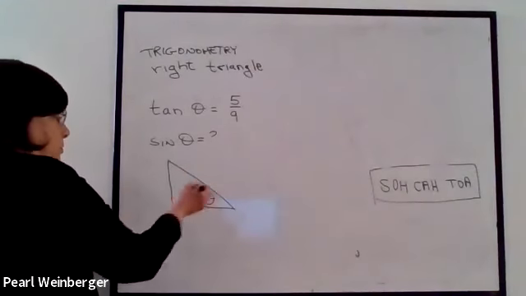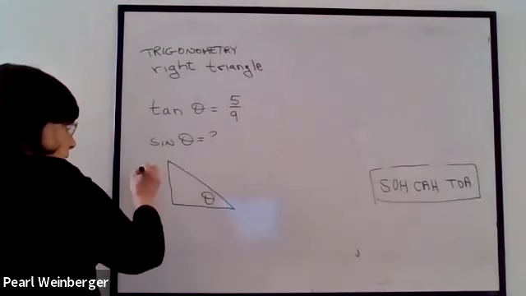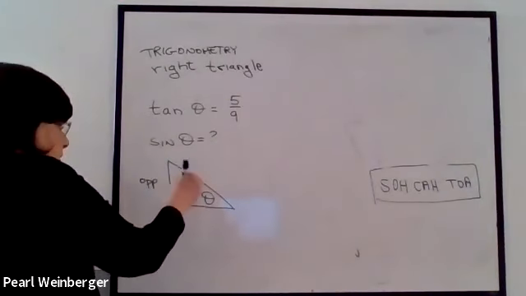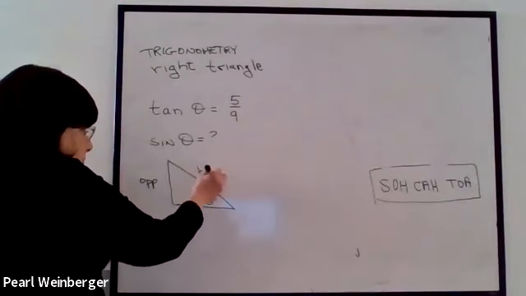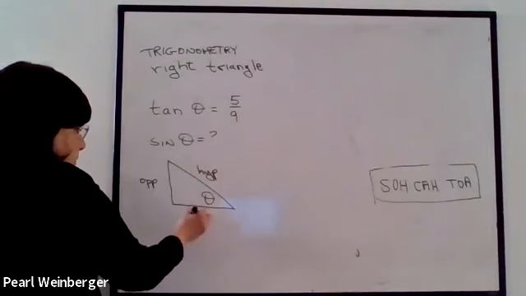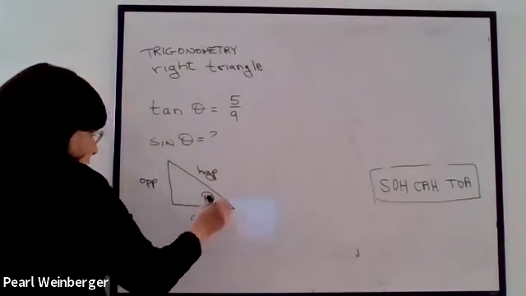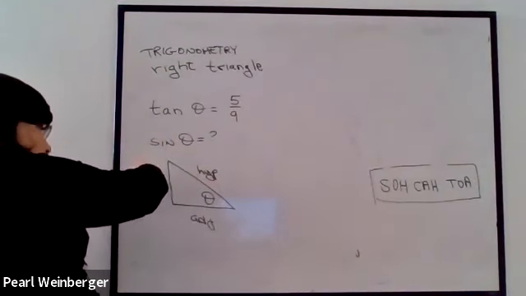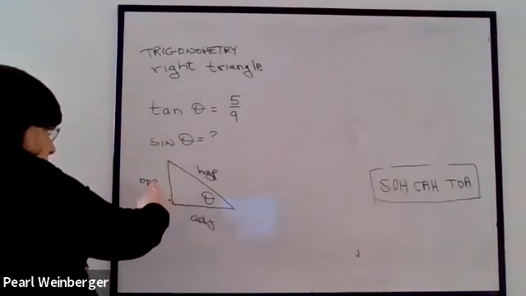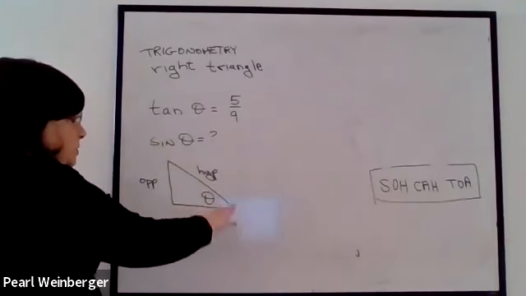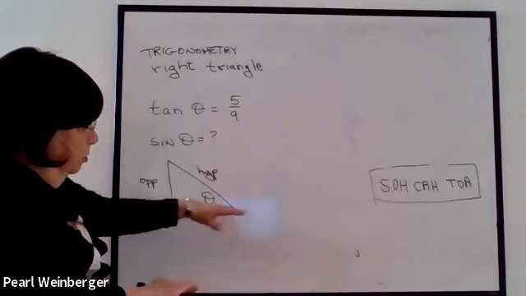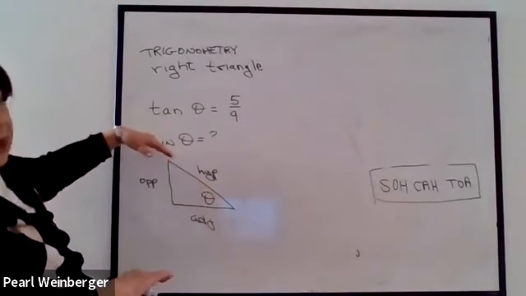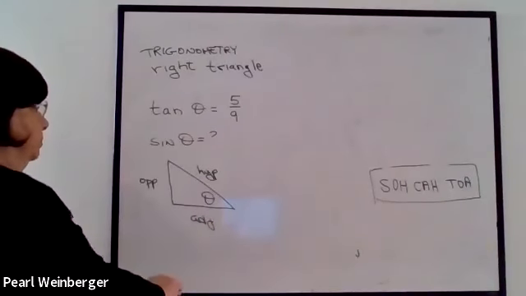And of course, this is going to be my opposite side, because it's across. This is going to be my hypotenuse. And this is going to be my adjacent. Always, if your angle is over here at the bottom, the one that stands straight up is the opposite, and the one that lies down along the floor is the adjacent. And of course, the leaning one, the one that looks like a ladder leaning, is the hypotenuse.